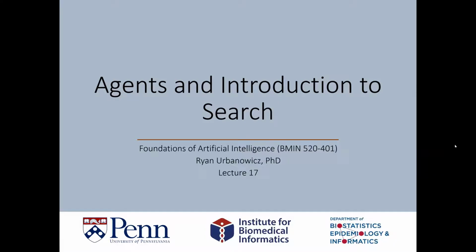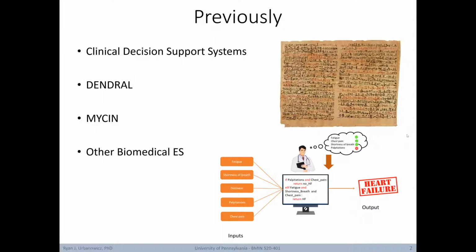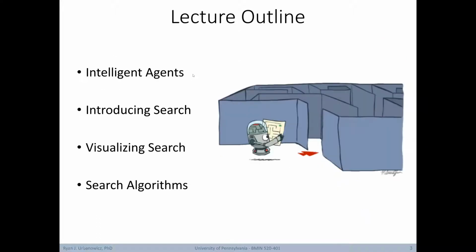Today we're first going to learn a little bit about agents, and then we're going to dive into an introduction to search. In our last lecture, we talked about different biomedical expert systems, including clinical decision support systems, Dendral, Mycin, and some other various biomedical expert systems as examples. We'll begin today's lecture by looking at intelligent agents as its own separate topic, and then we'll go into an introduction to search. We'll talk a little bit about visualizing search and some of the basics of search algorithms.